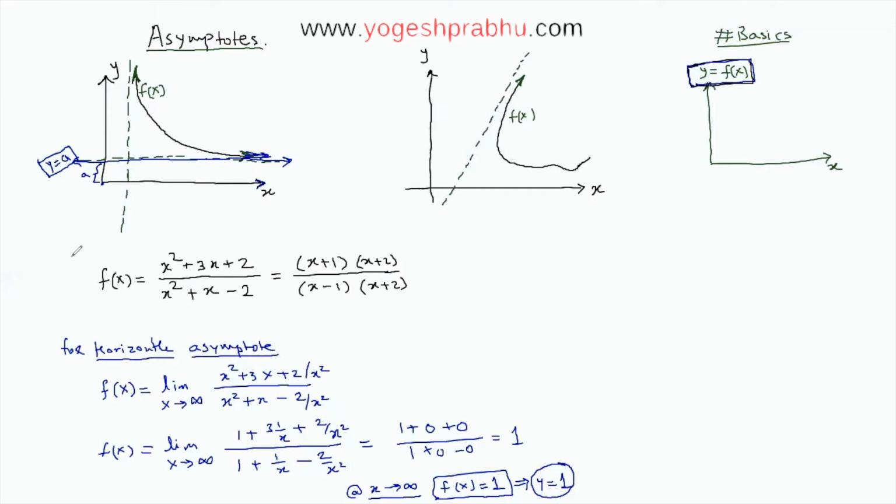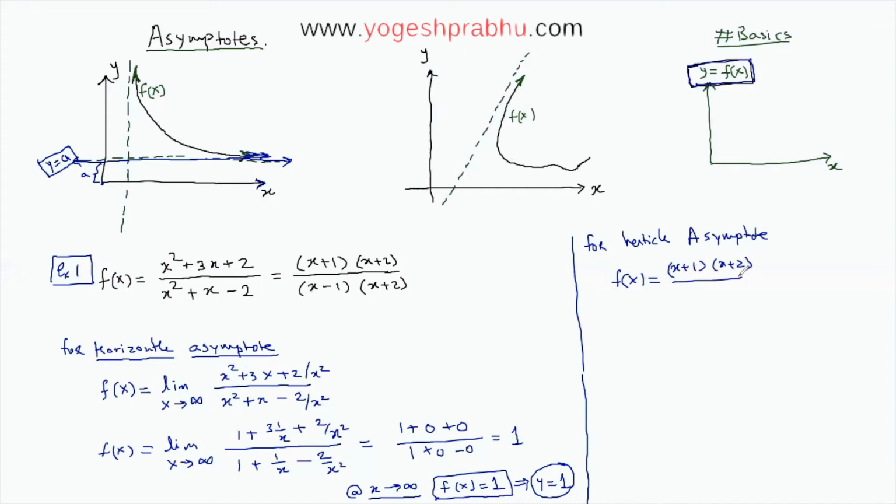So for the first example, I have already found out the horizontal asymptote, and this is the procedure to do that. Now let's go for a vertical asymptote, and let us try and understand how we find a vertical asymptote. For a vertical asymptote, the function f of x that I have is nothing but this function over here, written in factor form as x plus 1, x plus 2 over x minus 1 and x plus 2.